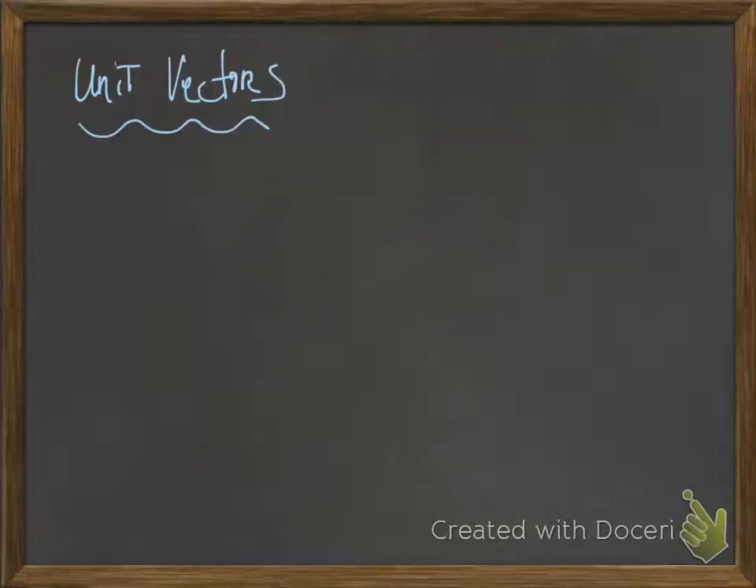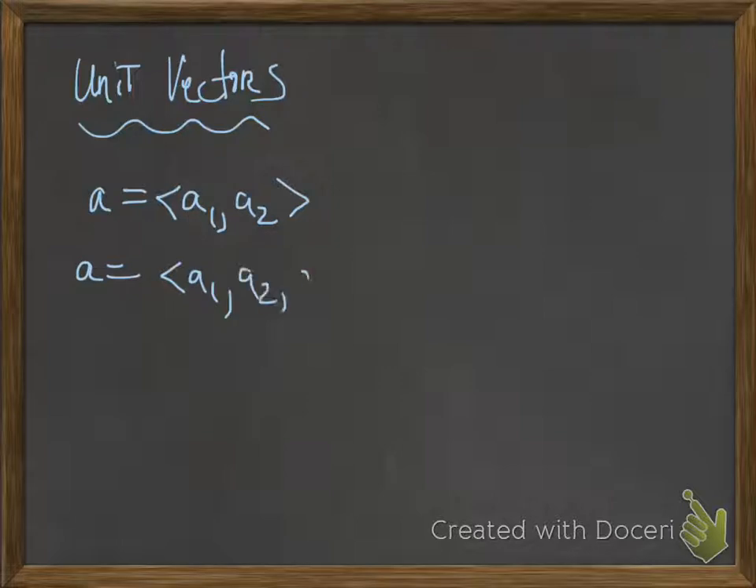Alright, in the last video we talked about vectors in terms of their components. So in 2-dimension, A could be written as A1, A2, and in 3-dimension it can be written as A1, A2, A3. Alright, well, a unit vector is a vector with magnitude 1.